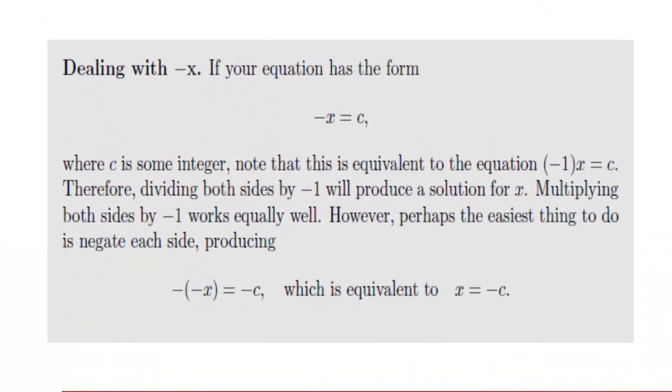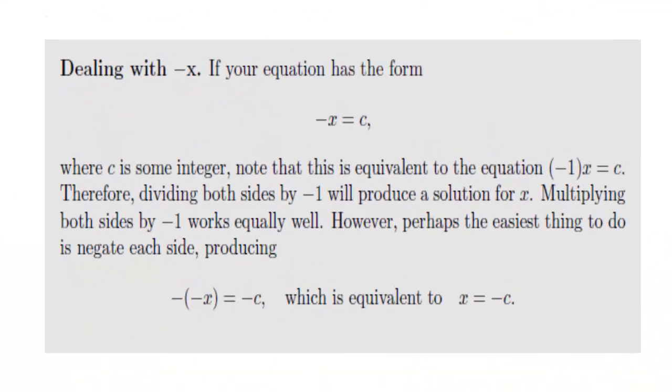Dealing with -x. If your equation has the form -x equals c, where c is some integer, note that this is equivalent to the equation -1 times x equals c. Therefore, dividing both sides by -1 will produce a solution for x. Multiplying both sides by -1 works equally as well. However, perhaps the easiest thing to do is to just negate each side, producing negative x equals negative c, which is equivalent to positive x equals negative c.